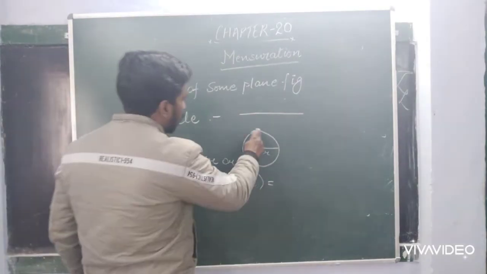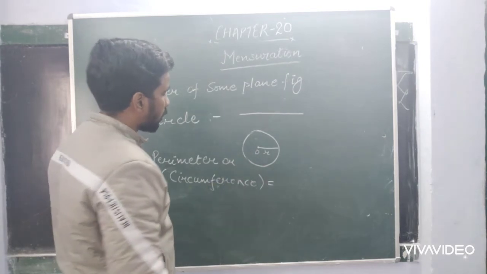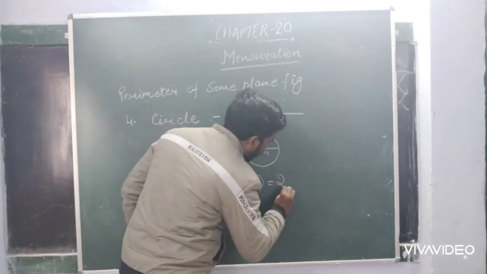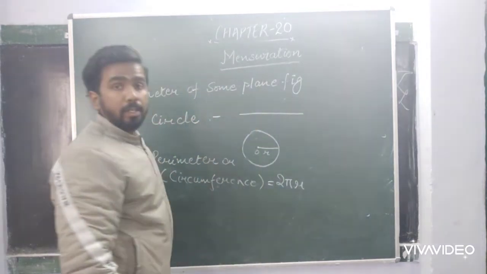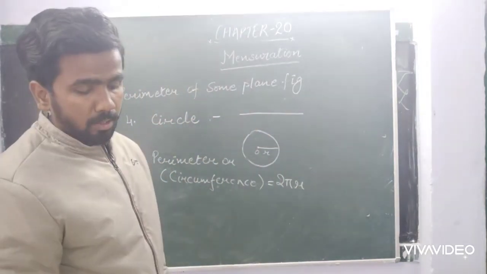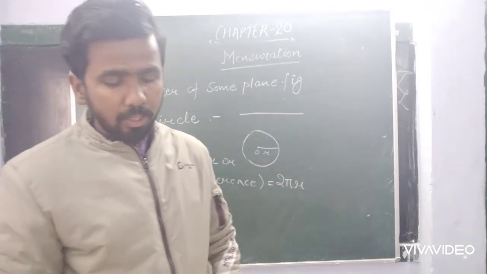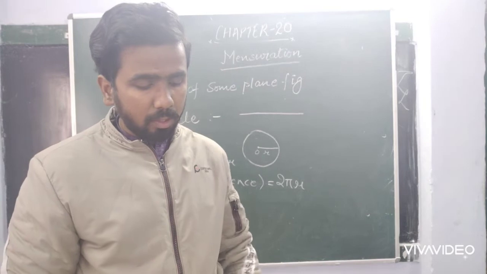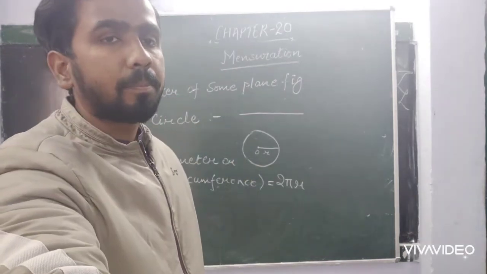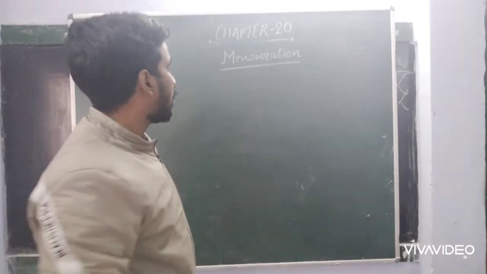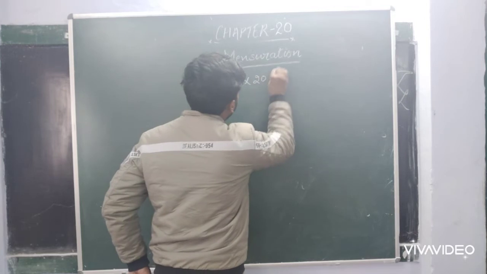So the total length of the boundary is called its perimeter, and in case of a circle it is called the circumference, and the formula is 2 pi r. Clear? So the explanation part is finished. Let's start with the questions of exercise 20A. Now let us see question number 1 of exercise 20A.